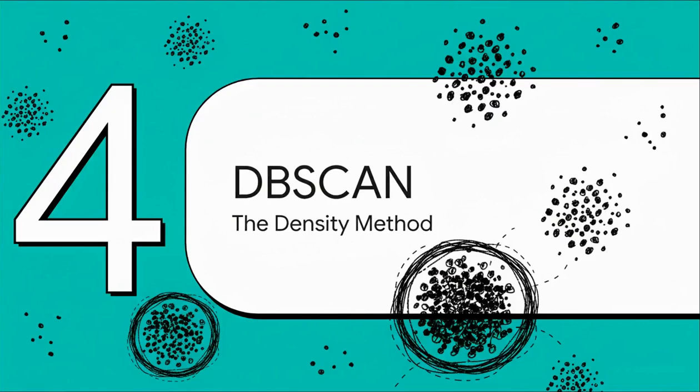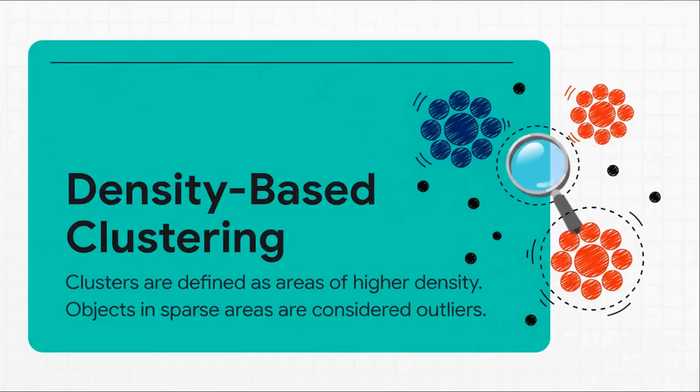What if instead of looking for the center of a group, we just look to where the data is, well, crowded? This is the whole idea behind density-based algorithms, and the most famous of the bunch is called DBSCAN. See, DBSCAN couldn't care less about centers.